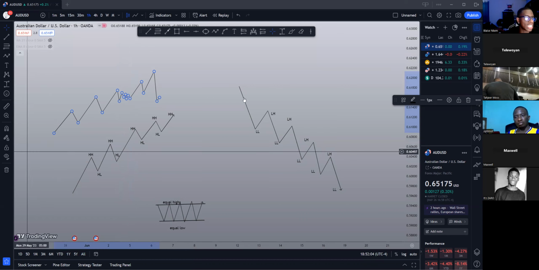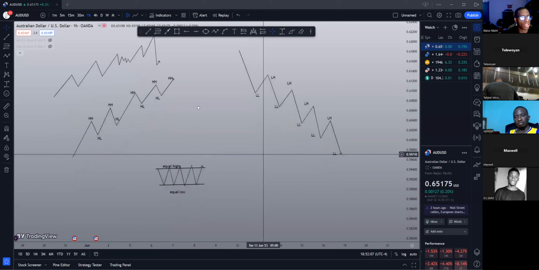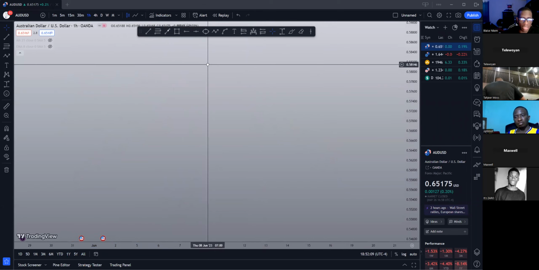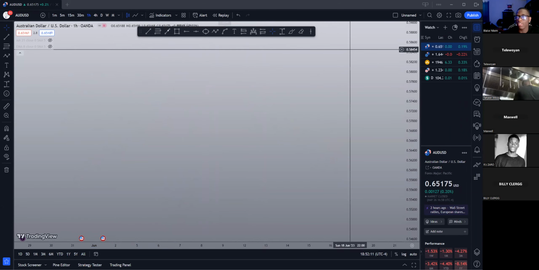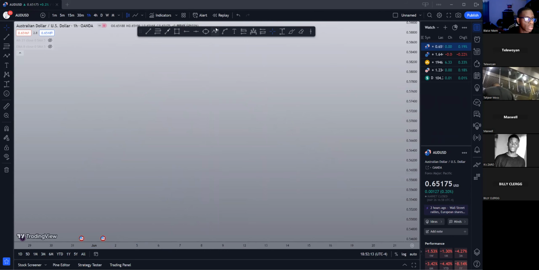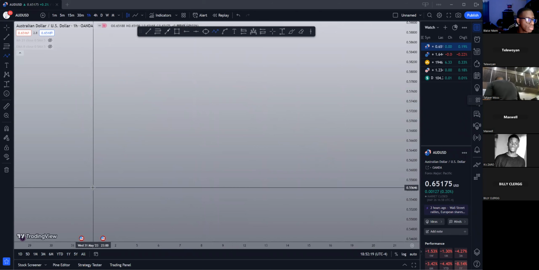All right, I think I should explain break of structure first before explaining confirmation of structure. All right, let me explain this to you. Let me explain this scenario to you guys, which is called a break of structure.